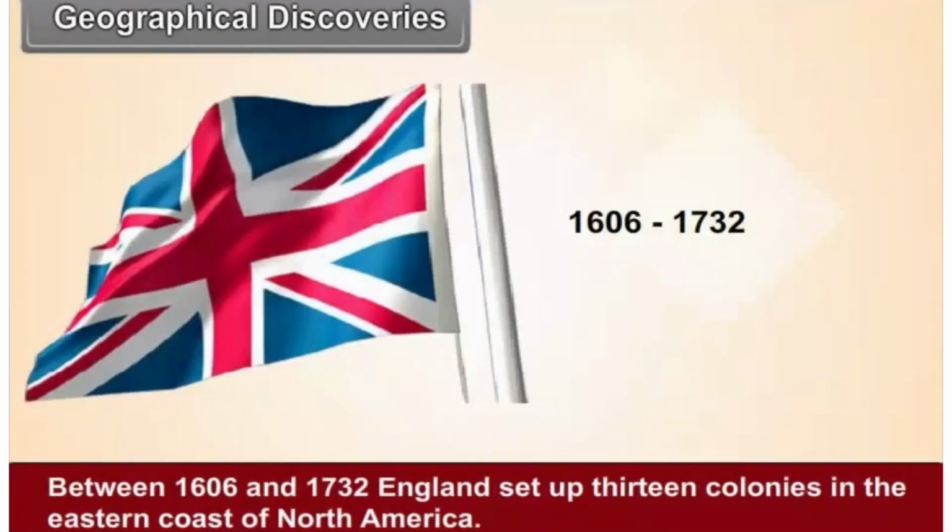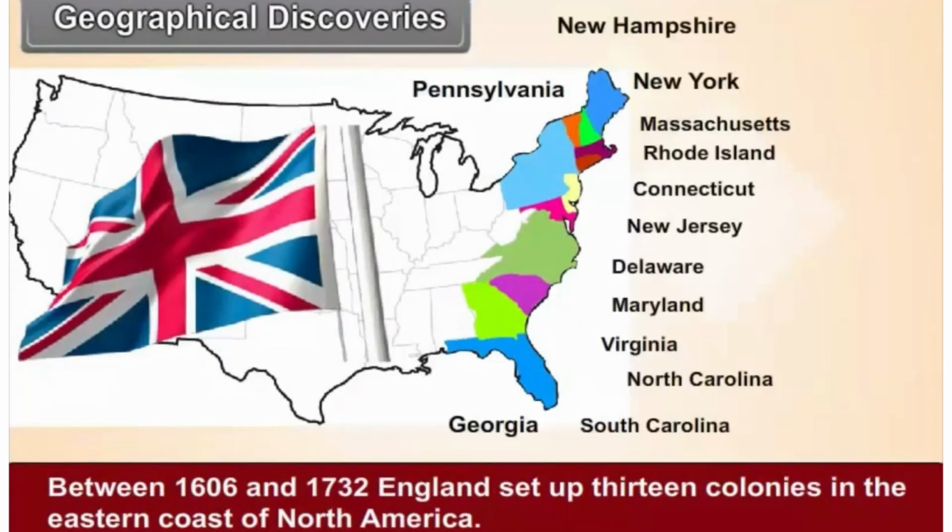Between 1606 and 1732, England set up 13 colonies on the eastern coast of North America. Vasco da Gama found out the sea route to India. Ferdinand Magellan, the Portuguese sailor, was the first to circumnavigate the earth, but he was killed during his voyage. Nevertheless, his companions completed the dream project of Magellan.